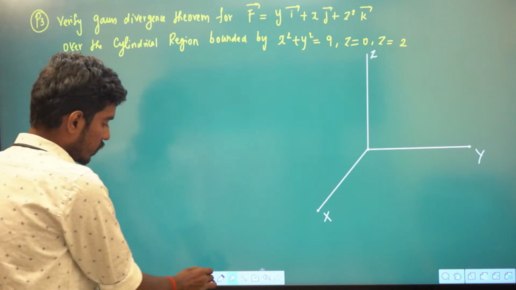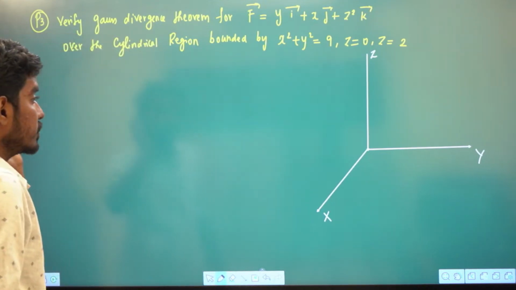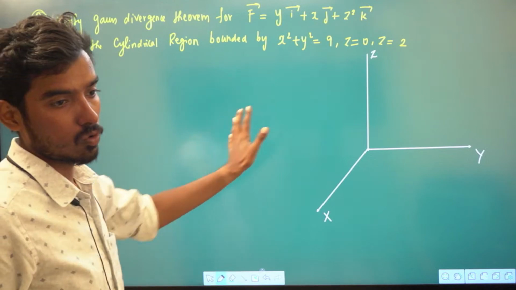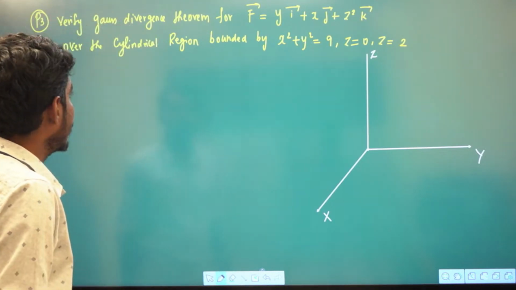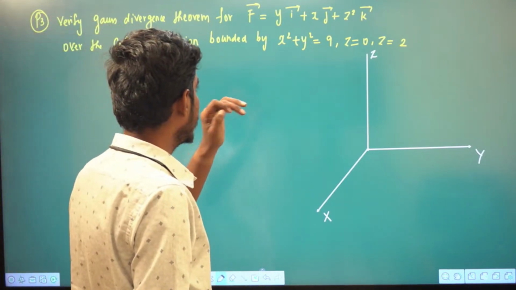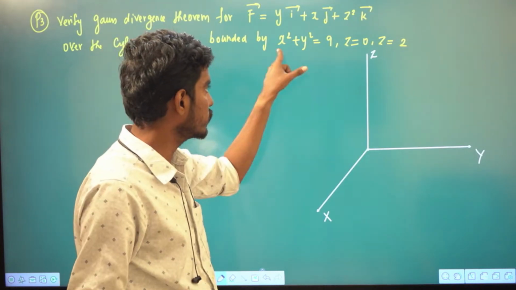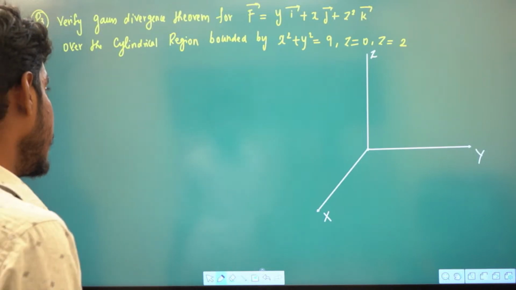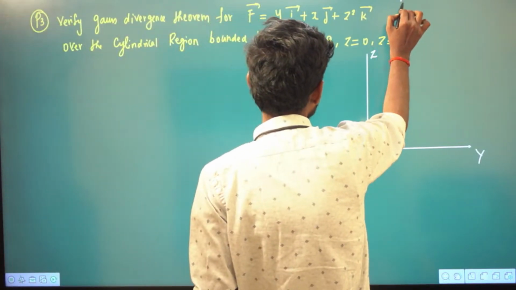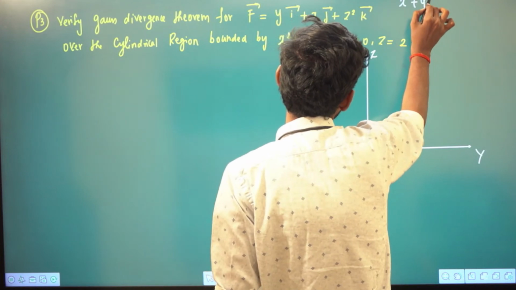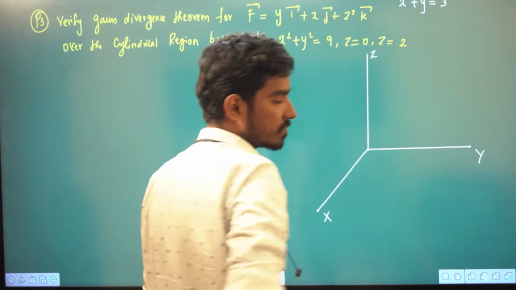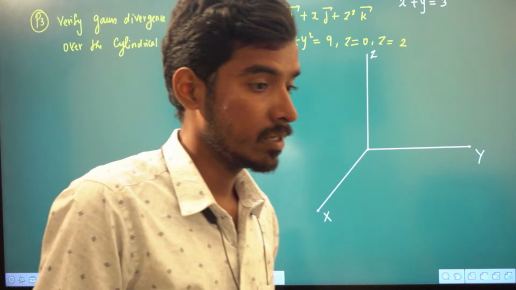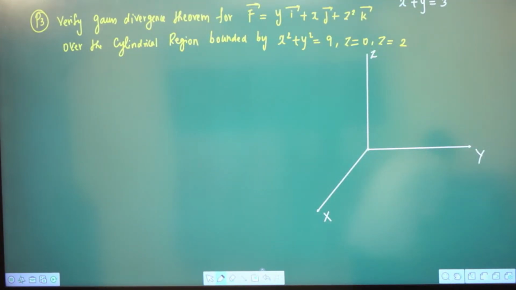Okay. Now it is given that verify Gauss divergence theorem. So there is a vector field acting over that solid, over the cylindrical region bounded by, see, x square plus y square is 9. That means that is what? It is a circle with the center 0 comma 0 and a radius r, right? The equation of circle is x minus h whole square plus y minus k whole square is equal to r square. So center is 0 comma 0 and the radius is 3.